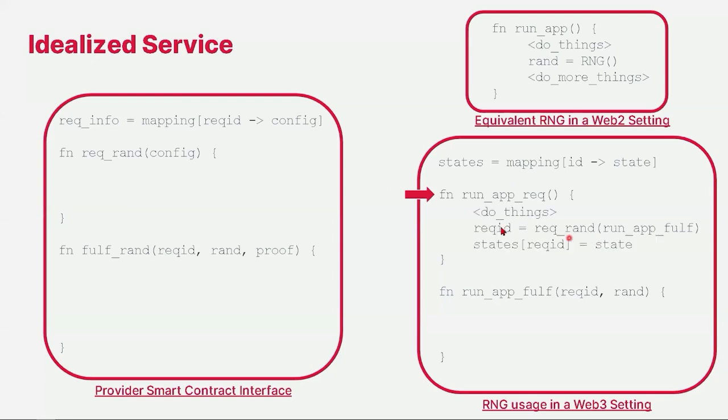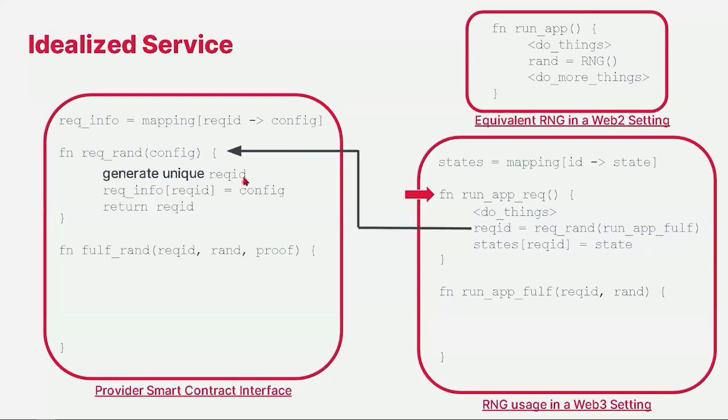So we do some things. We make the request ID by requesting randomness, and then we save our state with respect to the request ID. Notice that request rand takes config. At the end, we'll discuss that there are lots of potential config variables, but for now, we assume there's only one. We assume that the only config variable, for simplicity, is the callback function. So we're requesting rand, and we want that randomness supplied to the run app fulfill function. When we call request rand, it executes, generates the unique request ID, saves the config for later, and returns the unique request ID. So already we've moved some of this reusable code to the provider smart contract, so now the client doesn't have to do this every time.